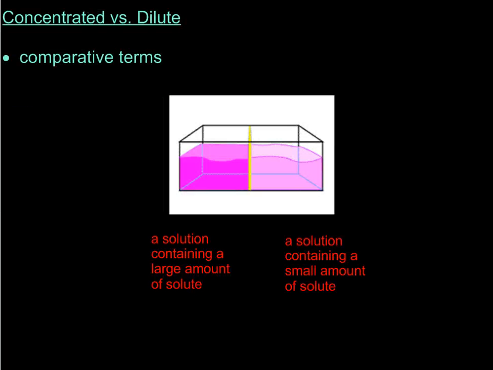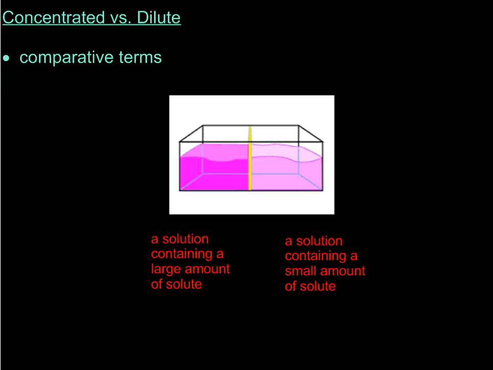When you see the terms concentrated or dilute, these are comparative terms. Here we have a diagram that shows a darker pink solution on the left and a lighter pink solution on the right. The solution on the left is considered to be more concentrated than the solution on the right, or you could say that the solution on the right is more dilute than the solution on the left. So concentrated means you have a solution containing a large amount of solute, and dilute means you have a small amount of solute. This is all relative to the amount of solvent that you have.